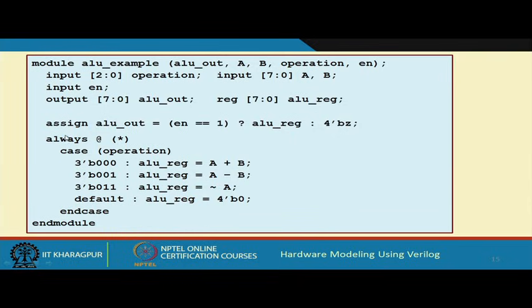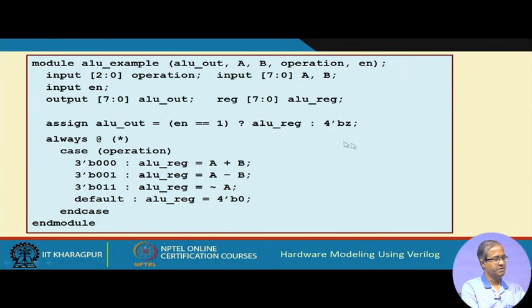Z. And here the description is very simple. Whenever any of the inputs changes, on case operation, let us say 000 means add, then ALU reg equal to A plus B. Suppose 001 means subtract, A minus B. Suppose 011 means logical not, ALU reg equal to bitwise not, and if it is any one of the others, so in case I can mention default, then I initialize ALU reg to 0. So, this example illustrates the combination of assign and case in always block and so on. This also generates a combinational circuit.